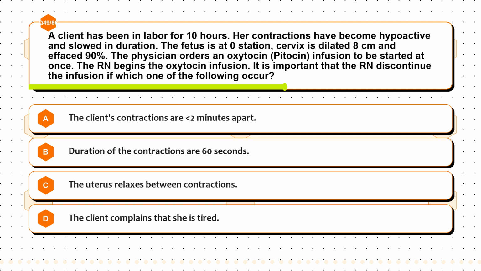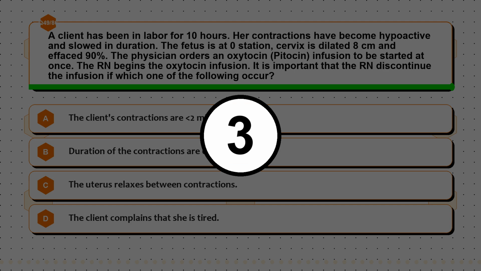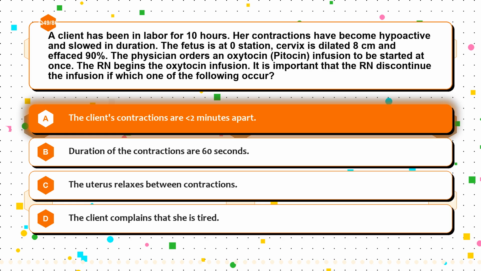Here are the options. Option A. The client's contractions are 2 minutes apart. Option B. Duration of the contractions are 60 seconds. Option C. The uterus relaxes between contractions. Option D. The client complains that she is tired. The correct answer is option A.